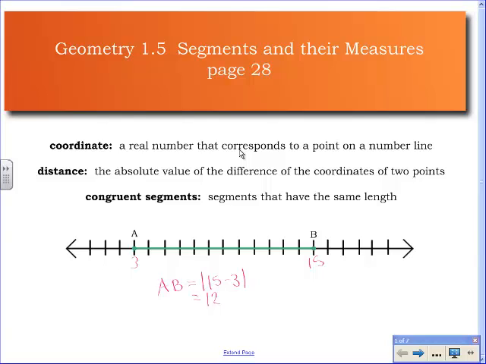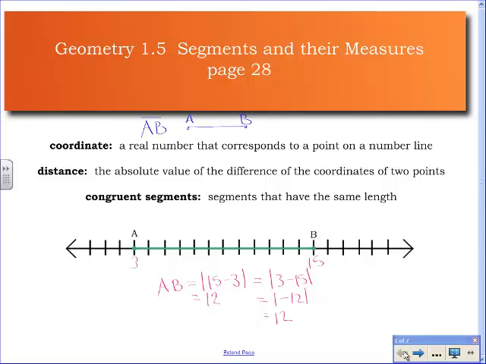But let's look at this a different way. What if I took the coordinate of A and subtracted the coordinate of B? According to the definition of distance or length, it doesn't matter which order I do these in. Hopefully now you can see why that absolute value is important. 3 minus 15 is negative 12, but when I take the absolute value, I still get that positive length that I need. And it makes sense that distance should have an absolute value in it because we can never have a negative distance.